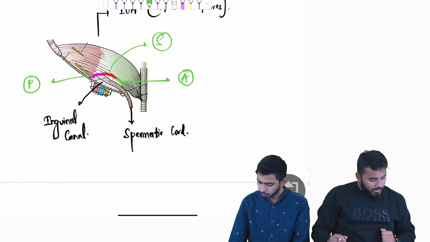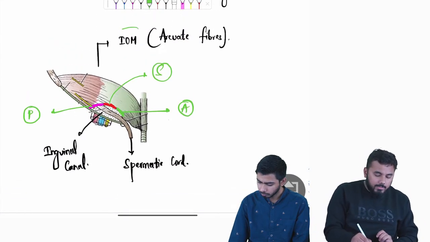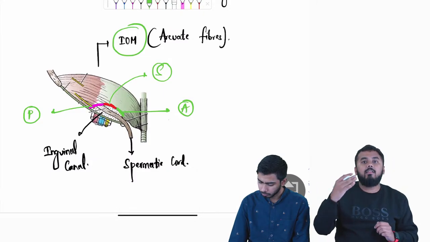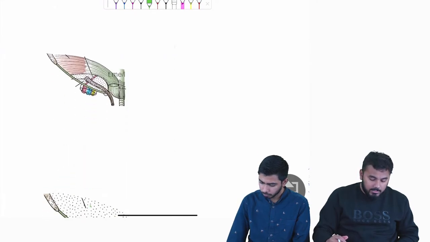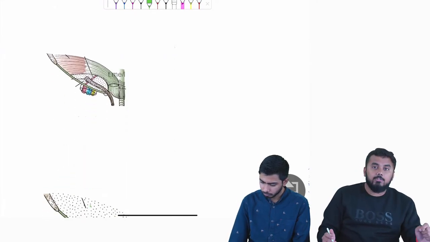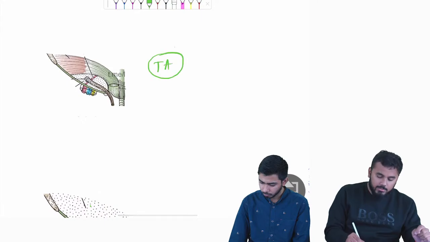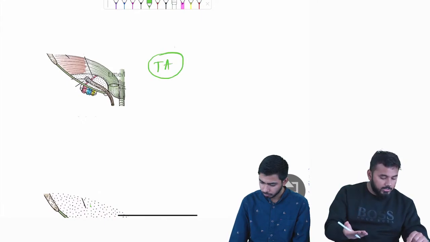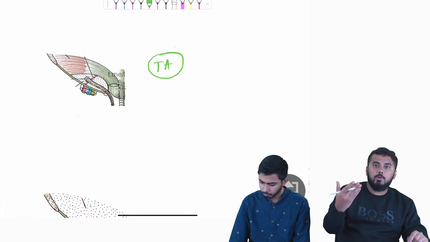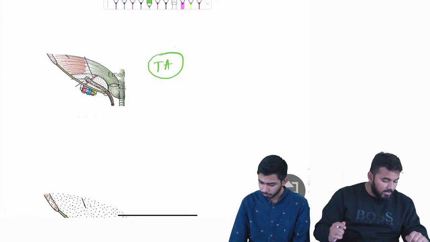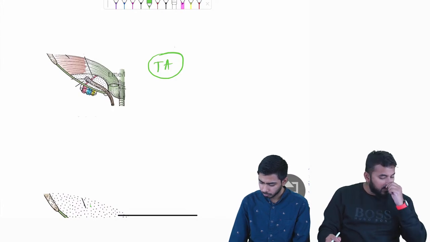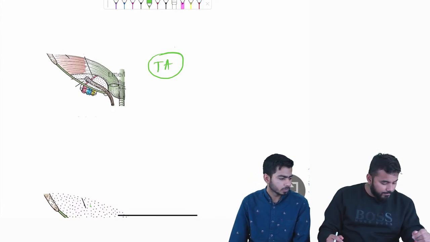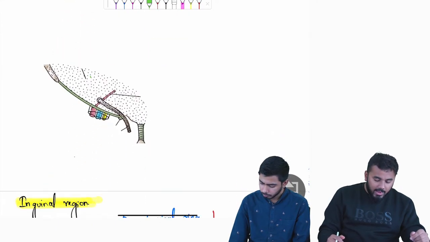Very good. Now, this is internal oblique muscle. After internal oblique muscle, I will have what muscle? Yes, which muscle? Transverse abdominis. So this muscle over here is called as transverse abdominis muscle. After transverse abdominis muscle, which muscle will I have? Will I have any muscle or will I have a fascia? After transverse abdominis, what will I have? Very good, Dr. Benedict. I will have transverse fascia.